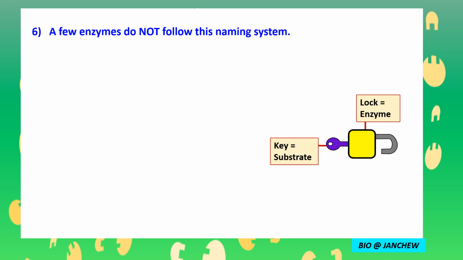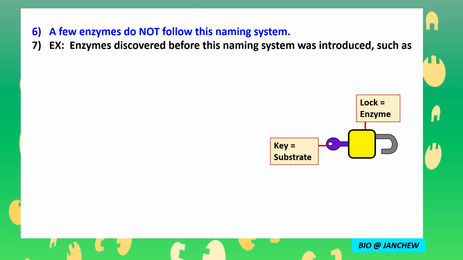Now, a few enzymes do not follow the naming system that we discussed just now. Examples are enzymes discovered before this naming system was introduced, such as trypsin, pepsin, rennin. Okay, you notice these enzymes have another system of naming where the names of the enzymes end in IN, right? So they are following another type of naming system, and these are the exceptions.